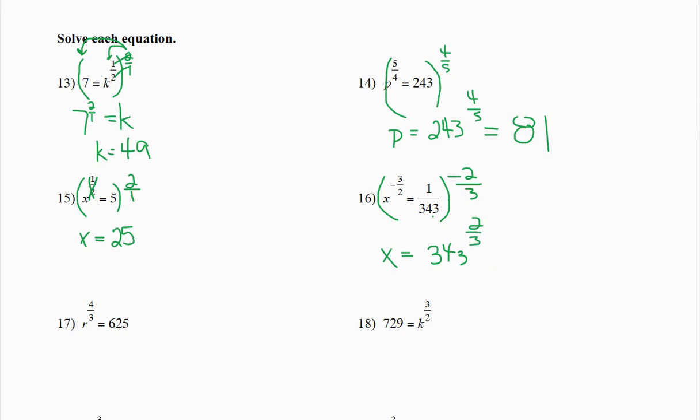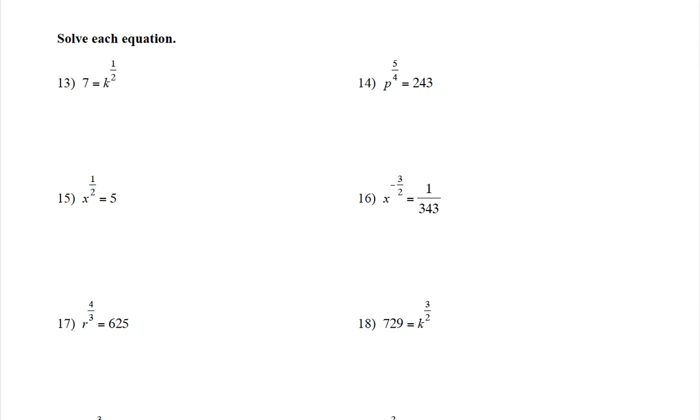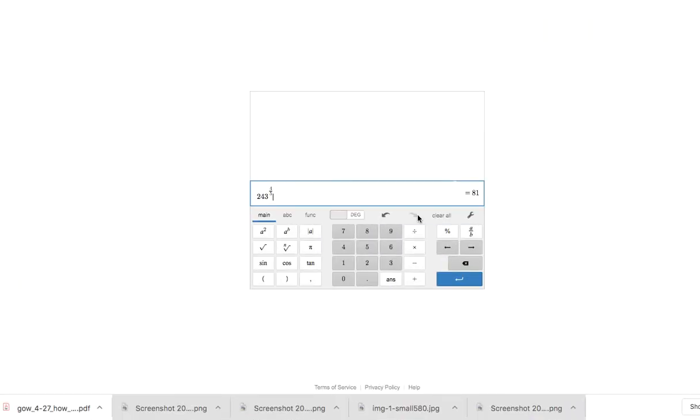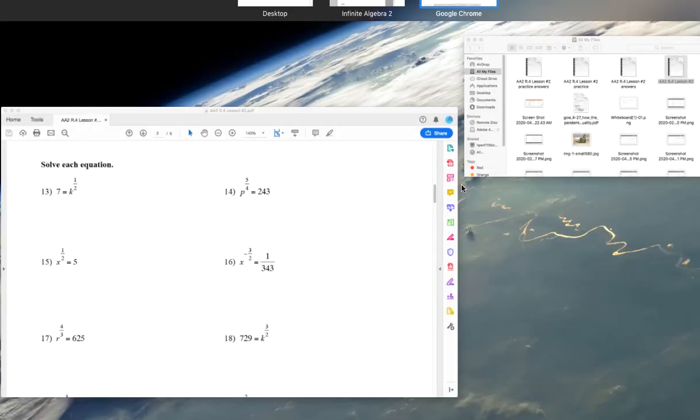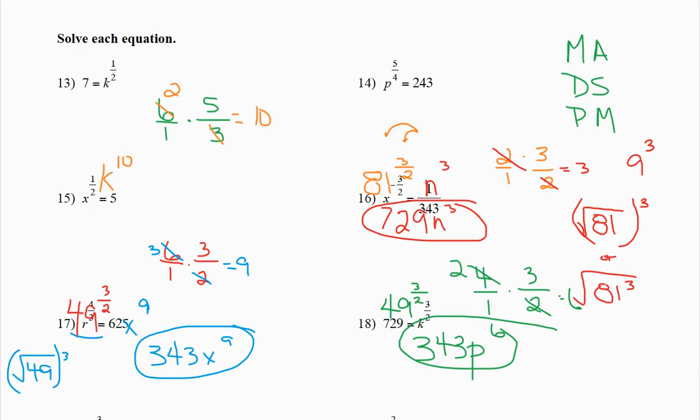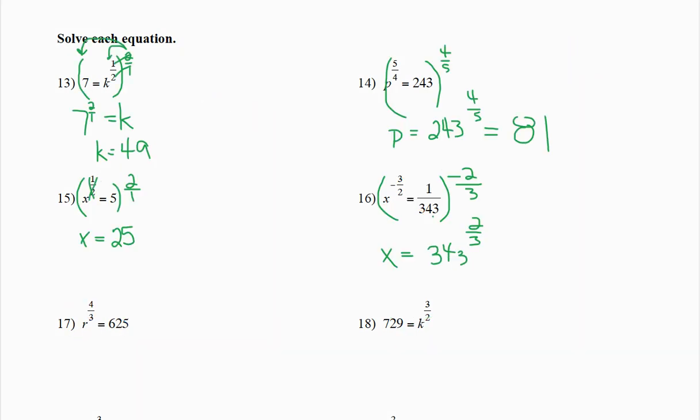And then again, I go back to my scientific calculator. 343, AB here, so it's our exponents, and then I hit the fraction, 2/3, and it is 49. Too far, there we go.